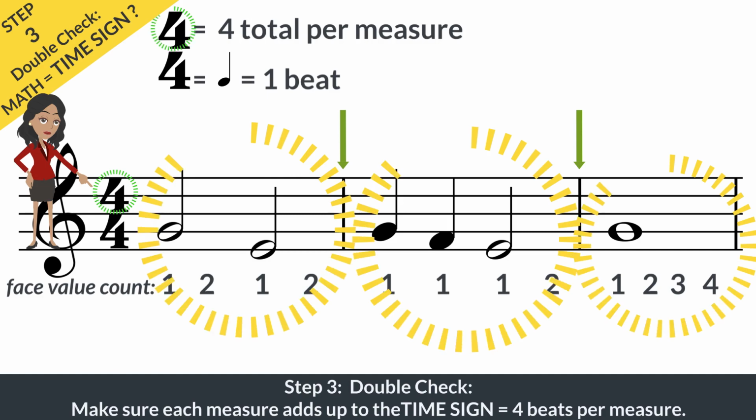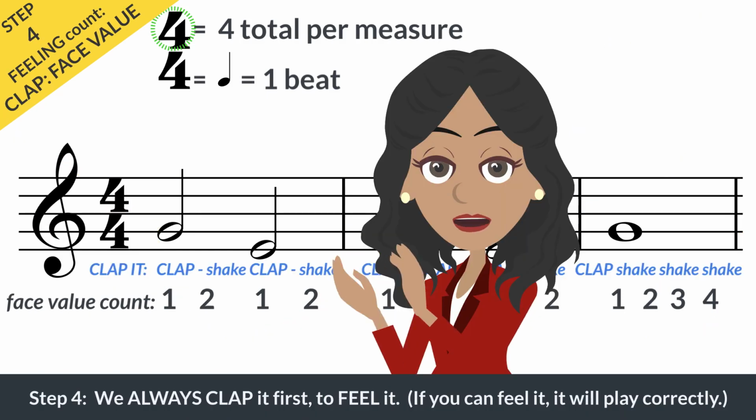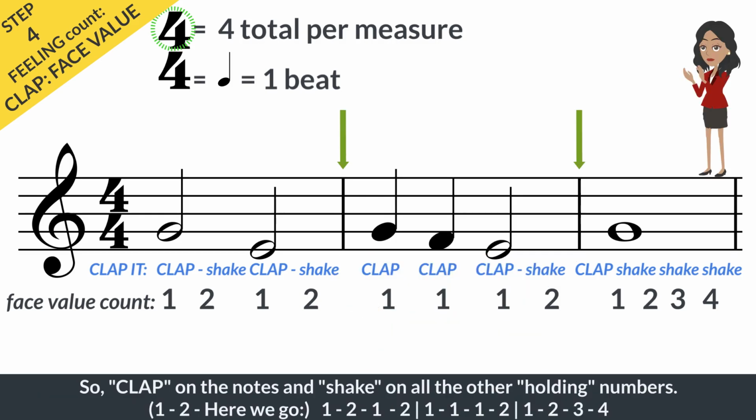Step 3, double check. Make sure each measure adds up to the time signature, which is 4 beats per measure. Step 4, we always clap it first to feel it. If you can feel it, it will play correctly. So clap on all the notes and shake on all the holding numbers.